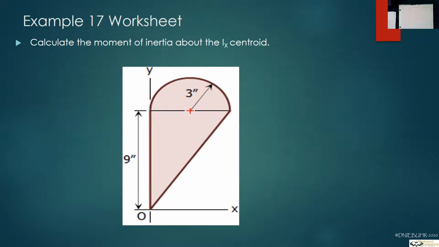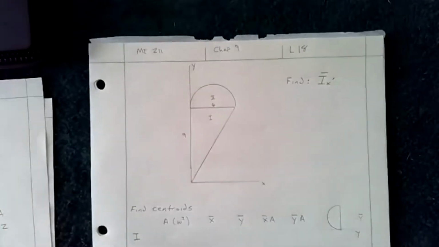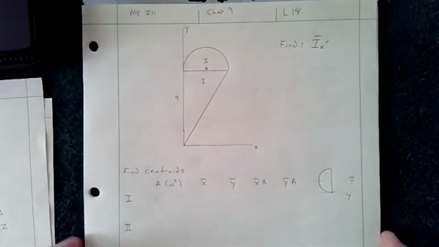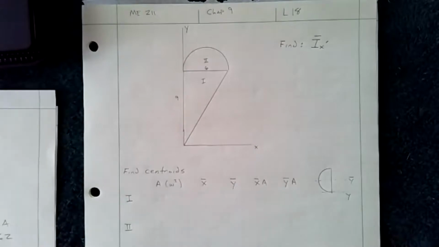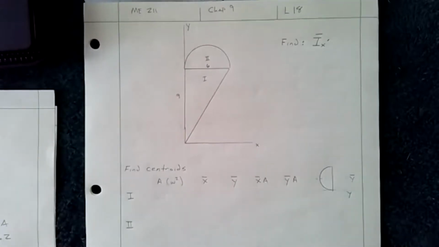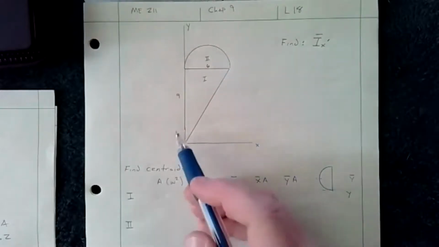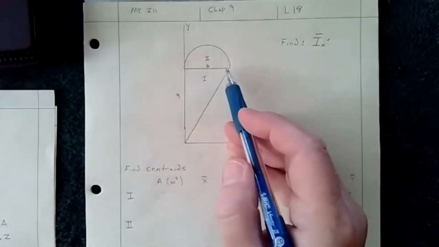So we look at this one. It has a fairly simple geometry. We have essentially two pieces that we're going to look at: the semicircle and the triangle. So we start off with this, and we'll go ahead in this one and quickly find the centroid since we don't know where it's at. I've labeled the triangle 1 and the semicircle 2. It's 9 inches by 6.